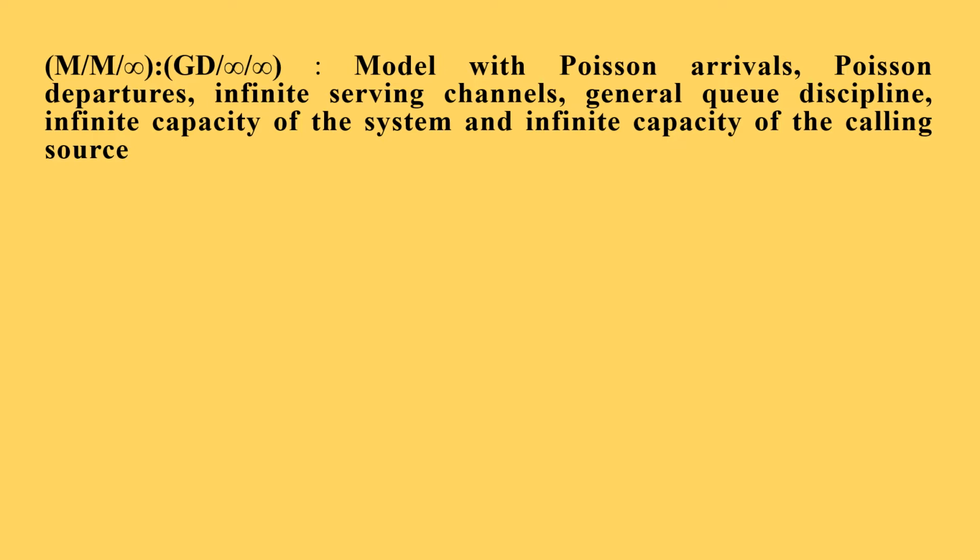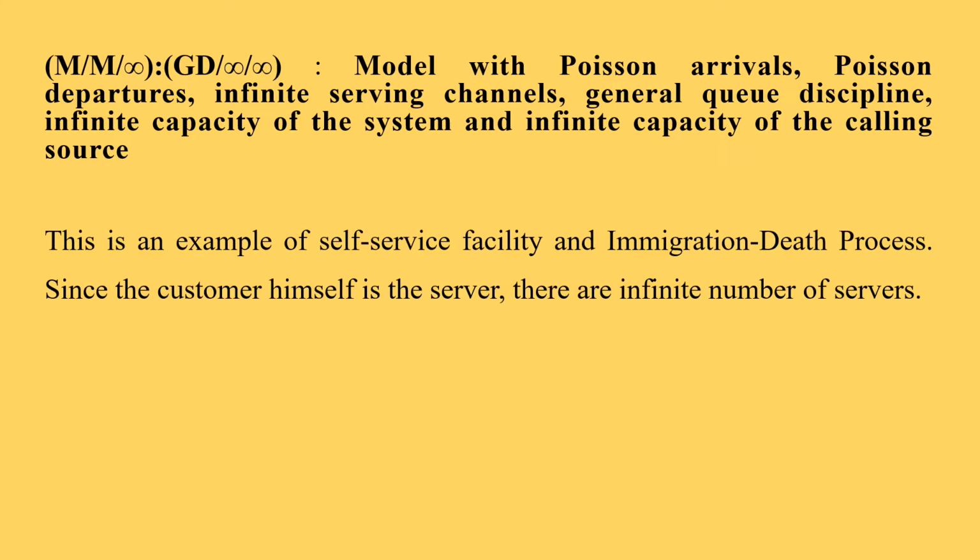In this model, the customer himself is the server, and since the capacity of the calling source and the system both are infinite, the number of servers will also be infinite in this case. This is a common example of online bookings and any self-service counter in any operation. It is also an example of immigration death process.